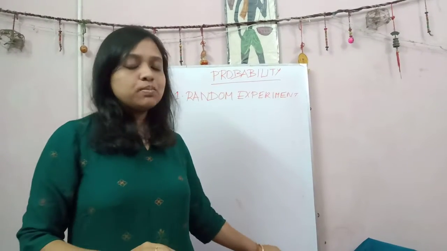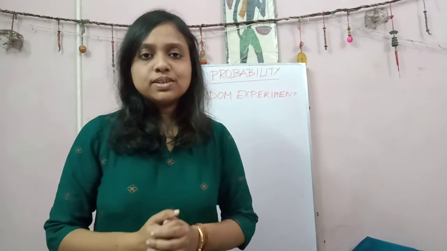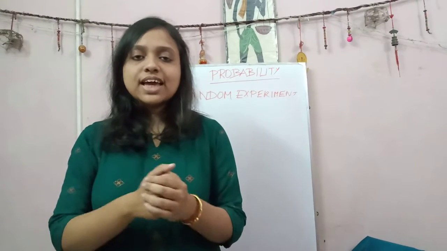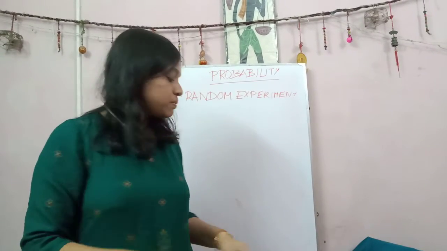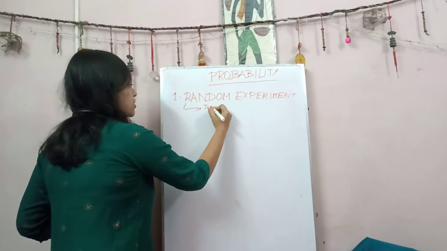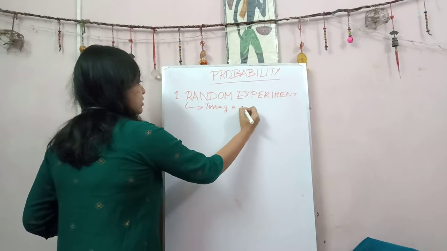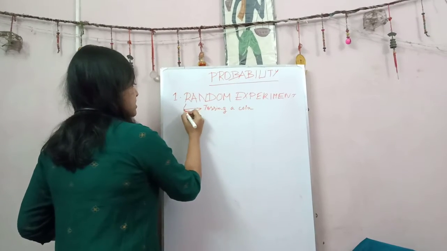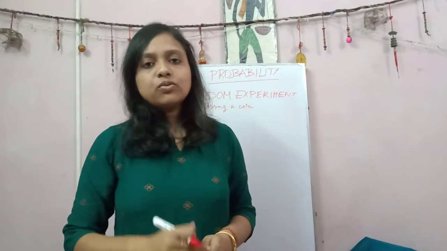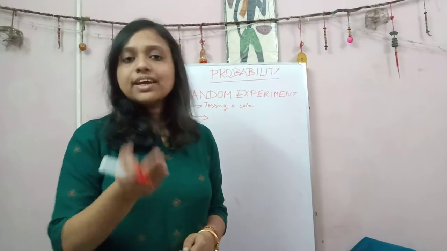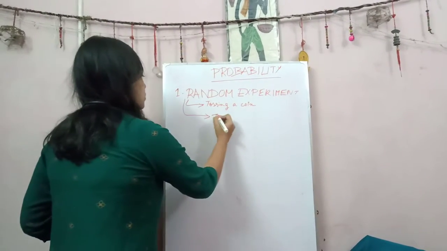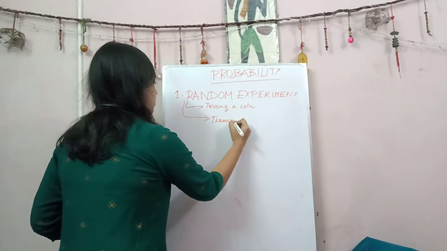So this is an example of random experiment. And what is random experiment? Random experiments are experiments where the possible outcomes are known, but we don't know the exact outcomes. And what is an example? It is tossing a coin. So the first example is tossing a coin. The second example is when we throw a die. How many sides are there? 1, 2, 3, 4, 5, 6. We may get any of the numbers, right? So that is also a random experiment. So throwing a die is another example.